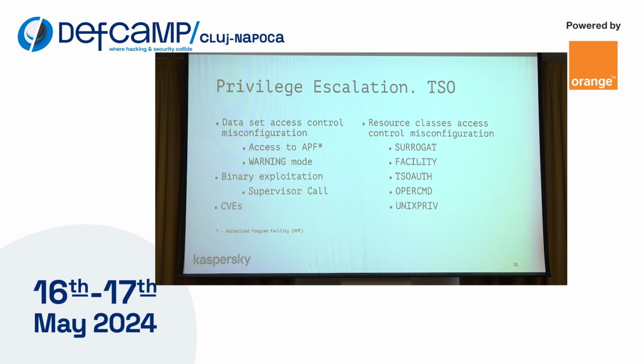And the last thing is misconfiguration of resource classes, access control misconfiguration. Resource classes in the mainframe are entities that define a class of privileges. For example, a class for privileges for user management, for storage management, for the Unix subsystem, and so on. In a future slide, I will show you some examples.